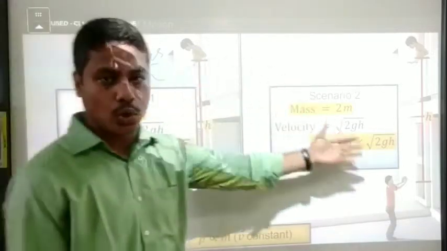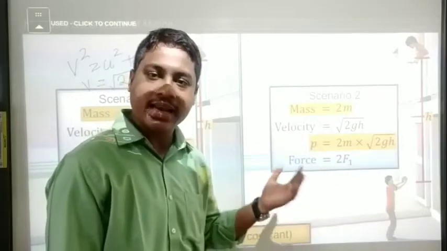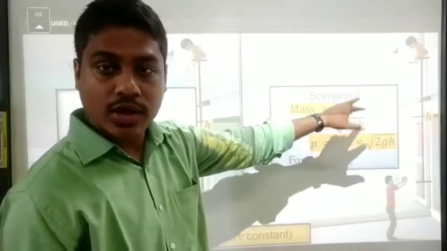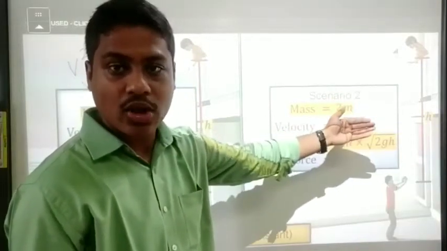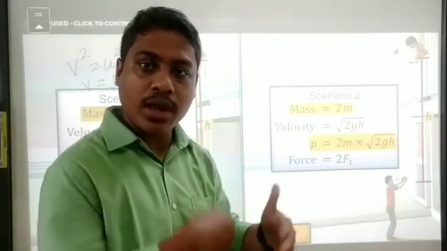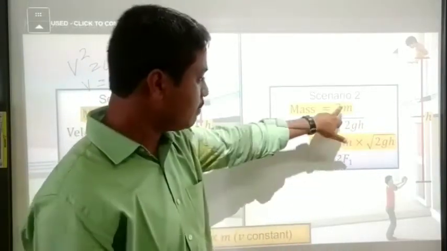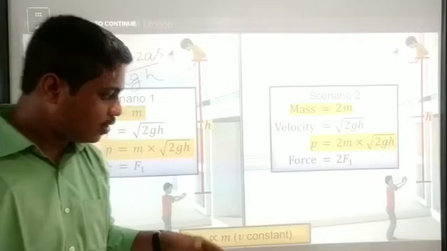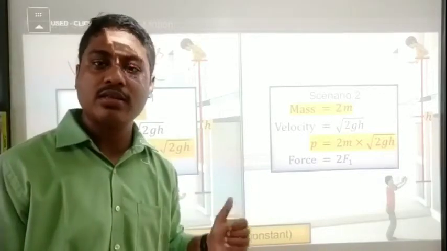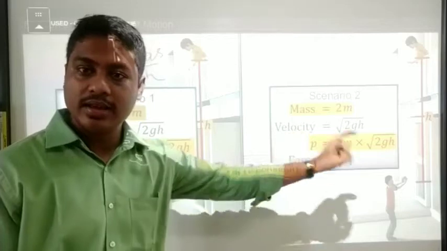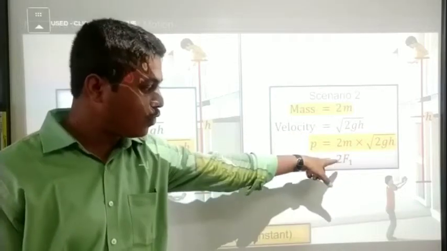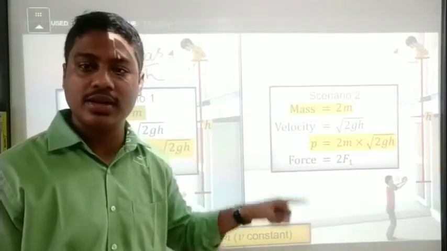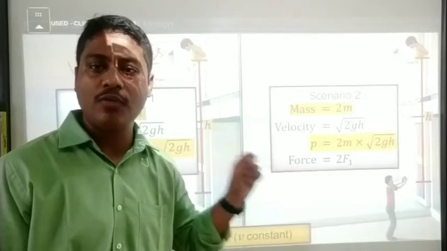Now if I go to scenario 2, the value will be exactly the same, but the only difference here is the mass. If the mass increases, obviously the force will also increase. The more the mass increases, the more the force will increase. Since the mass is increasing twice, the force will also increase twice. So who will get hurt more if he catches the ball? Obviously the second boy, because the amount of force acting on his hand is more. So this is the application of Newton's second law of motion.